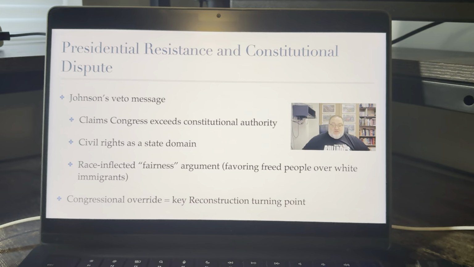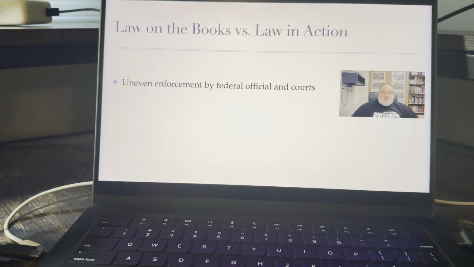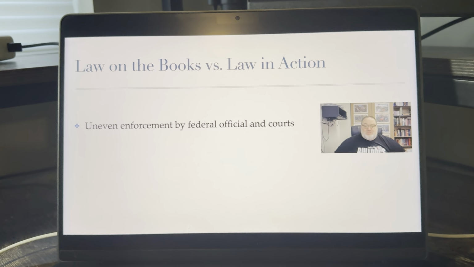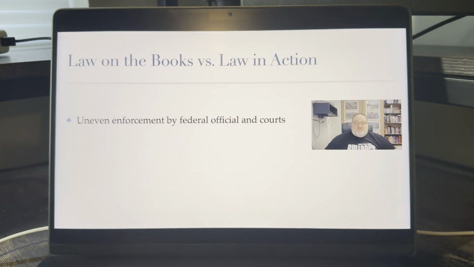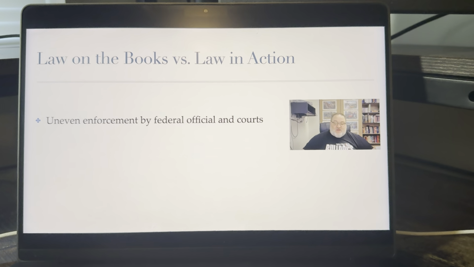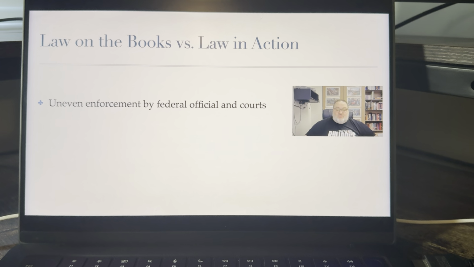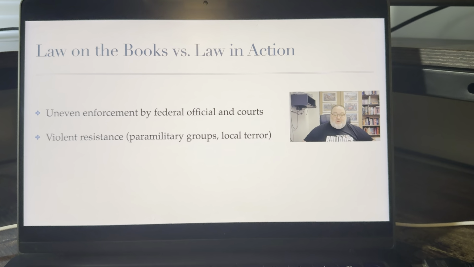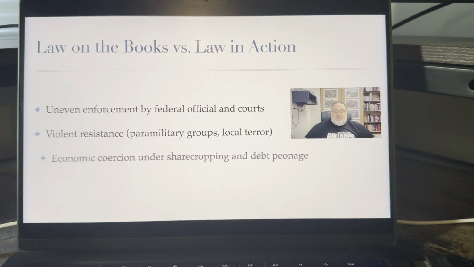But as historians, we know we have to distinguish between law on the books and law in action. Enforcement of the act is highly uneven. Many federal officials and judges are indifferent or hostile to Black claims. Jurors and local power brokers may simply ignore what the statute says. At the same time, white Southerners are organizing violent resistance through paramilitary groups, Klan violence, and everyday terror to intimidate Black people who try to exercise these new rights.